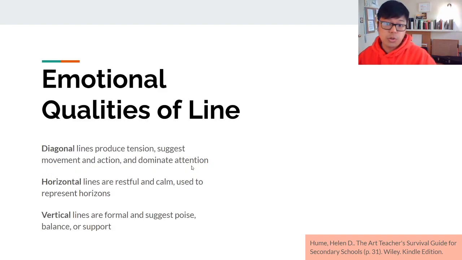There's also emotional qualities of line, and these are the general trends, or the general qualities. If you have a diagonal line, it tends to produce a sense of tension or suggest a sense of movement and action within a piece. Horizontal lines, like the line of the ocean, the horizon line, they tend to be a little more calming, restful. Vertical lines are formal. They suggest poise, balance, support. You can see a lot of verticality in things like ancient Egyptian art.